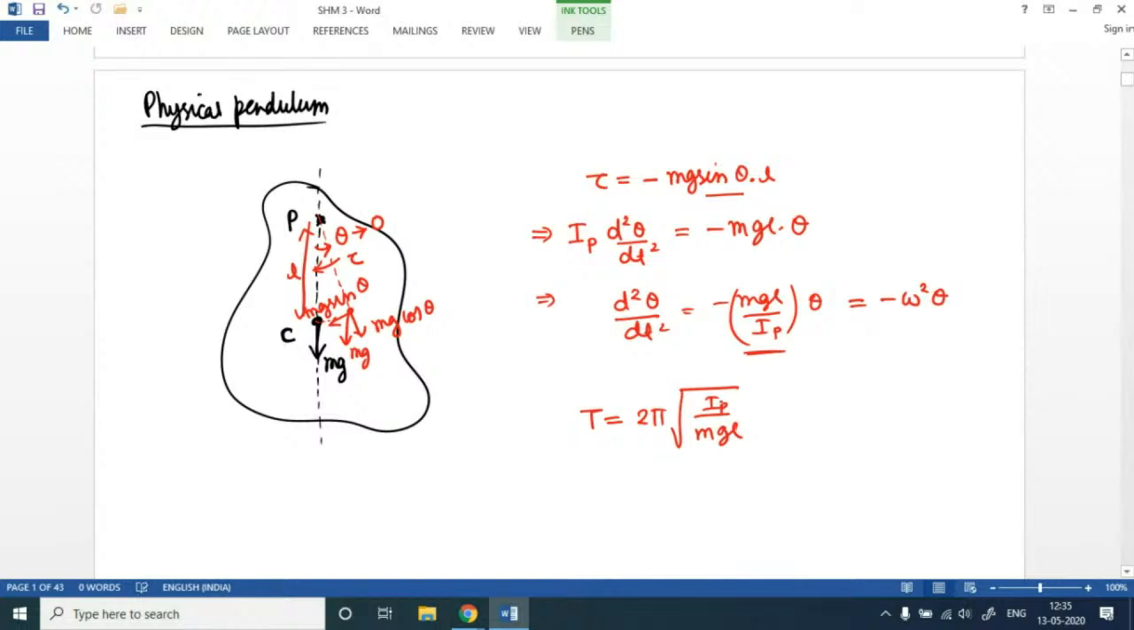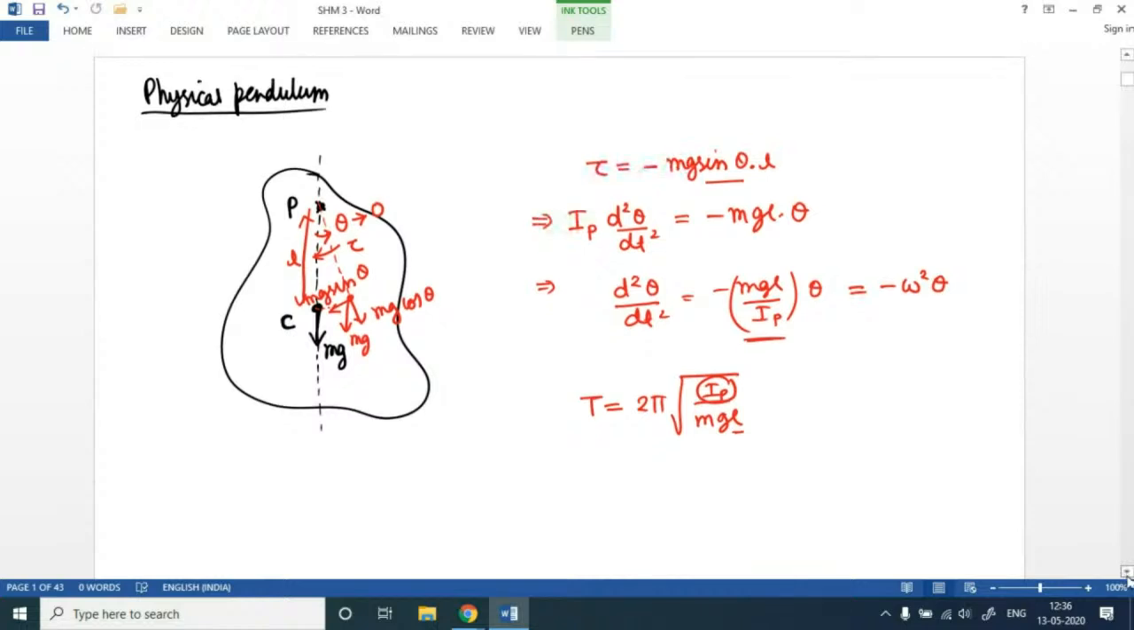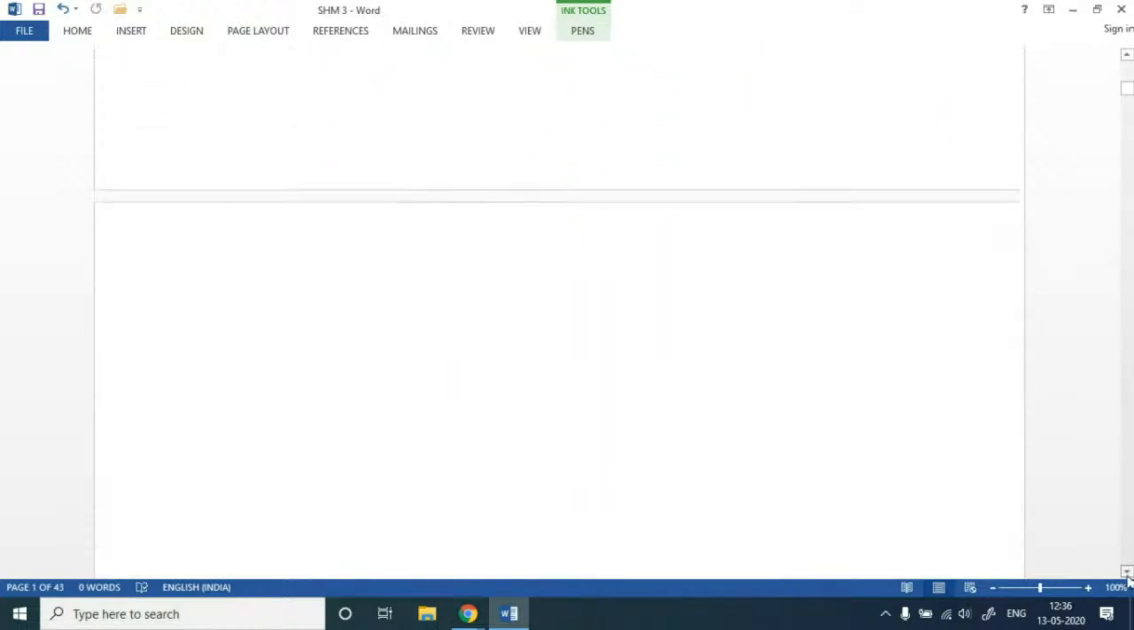You should realize what this term I_P is. I_P is the moment of inertia of this rigid body about the fixed axis of rotation, and L is the perpendicular distance of the center of gravity from the axis of rotation. If we are able to find these two quantities, no matter what the shape of the physical pendulum is, we will be able to get its time period. For example, let's take one case here.